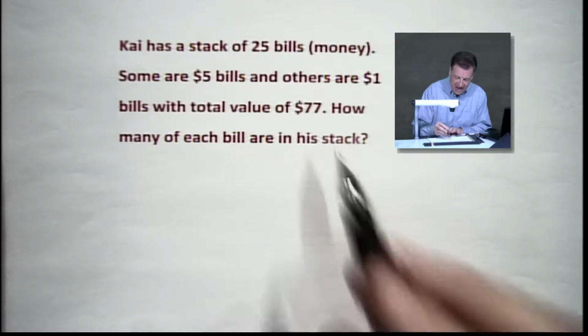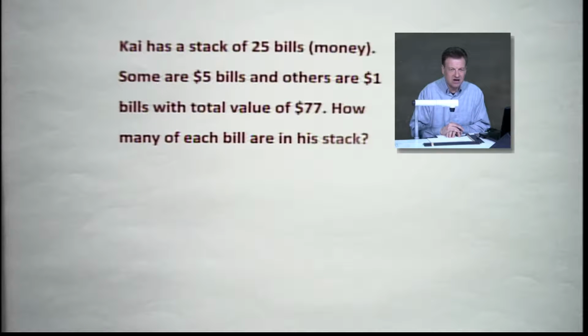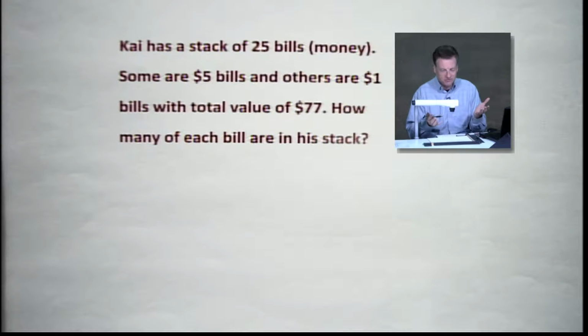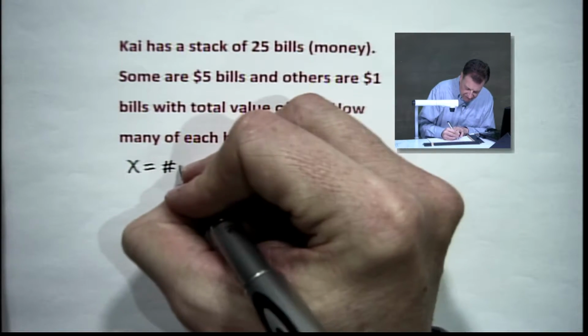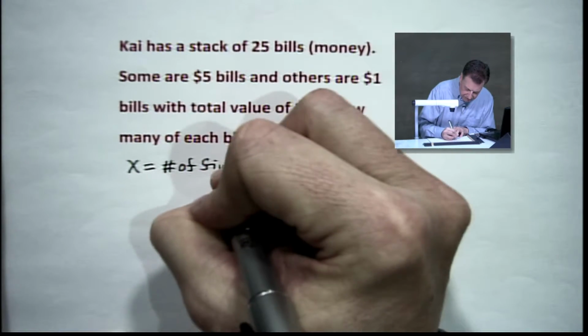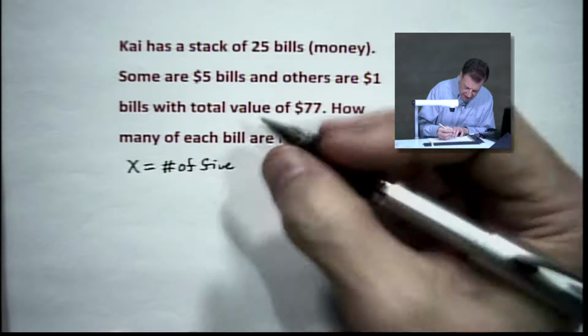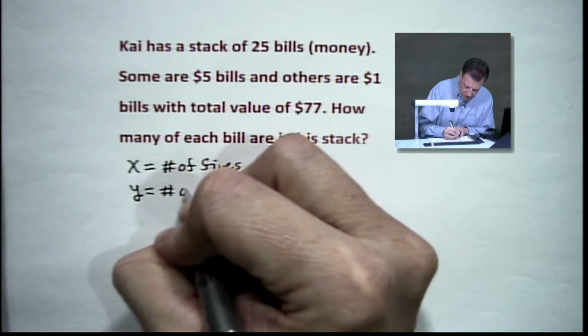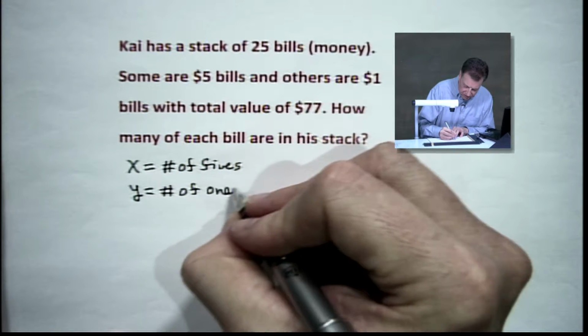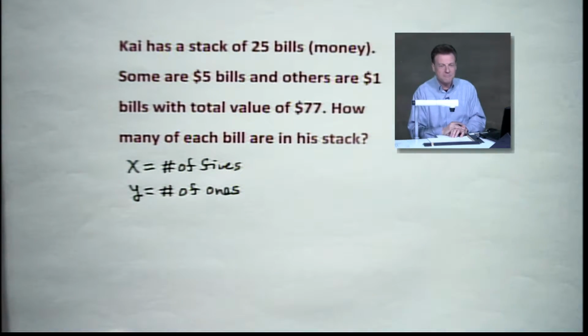What we've got to figure out is how many are in each stack, all right? So let's go with, first of all, some $5 bills and some $1 bills. Since B and B don't really make sense to use the same variable here because there are different variables, let's just use X and Y. We're going to let X equal the number of 5s, and we're going to let Y equal the number of 1s. That means $1 bill and $5 bill, okay?